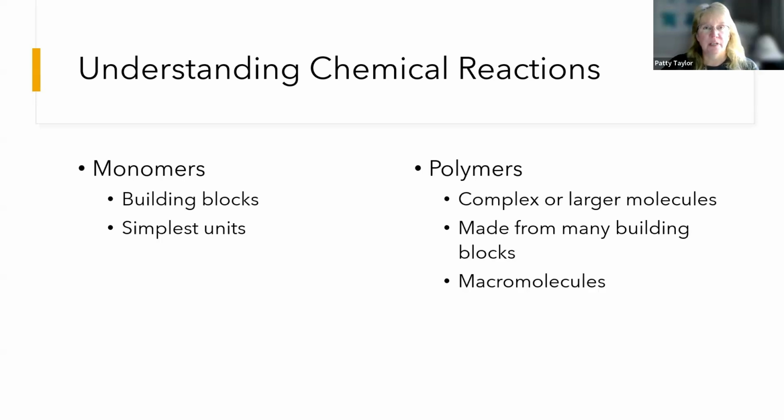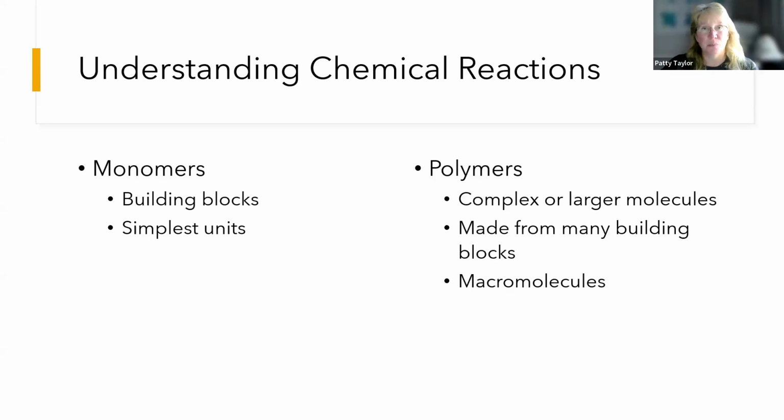One more set of terms we need to understand are monomers and polymers. Mono as a prefix means one or single. This is a single or a simple unit. This is a building block, especially when we're talking about organic molecules in the human body.